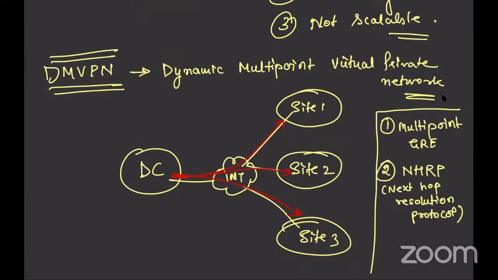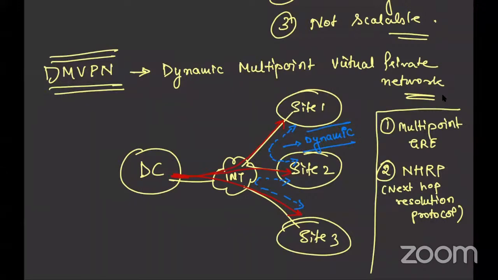The other advantage of DMVPN is you can create dynamic tunnels between your sites. What do you understand by dynamic? When a site wants to send traffic, for example here site 1 wants to send traffic to site 2, then automatically the tunnel can be built. It will stay for some time, whatever the timer is. Once the traffic is over and the timer is over, it will terminate that tunnel. So this is dynamic. It is not static. The tunnel is made dynamically.